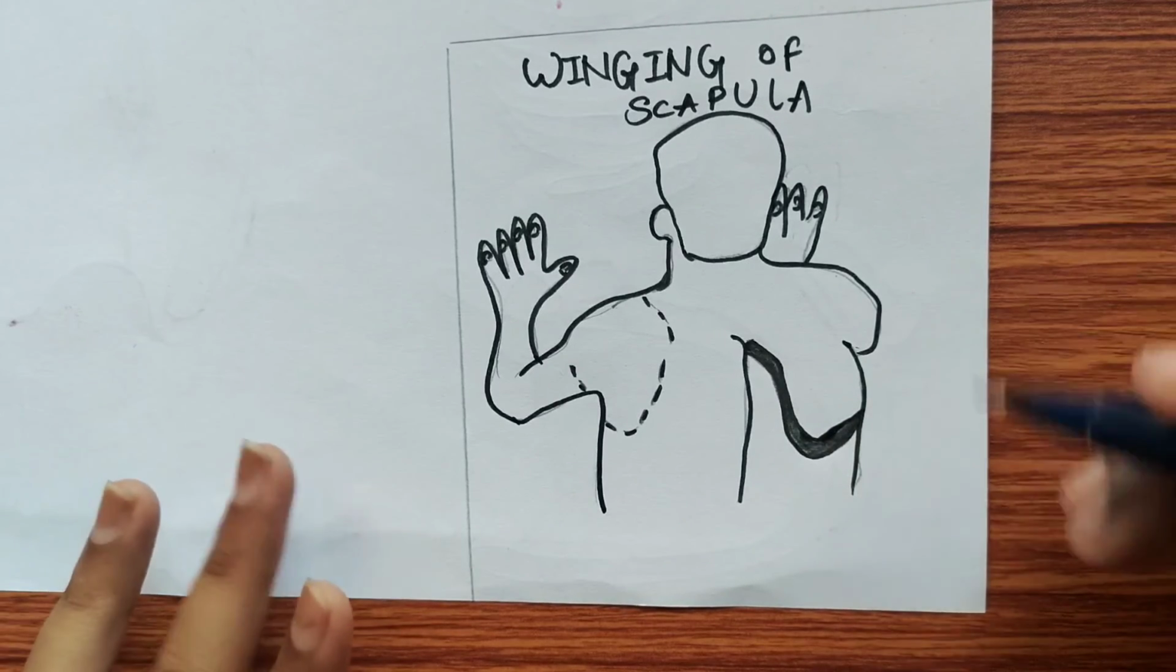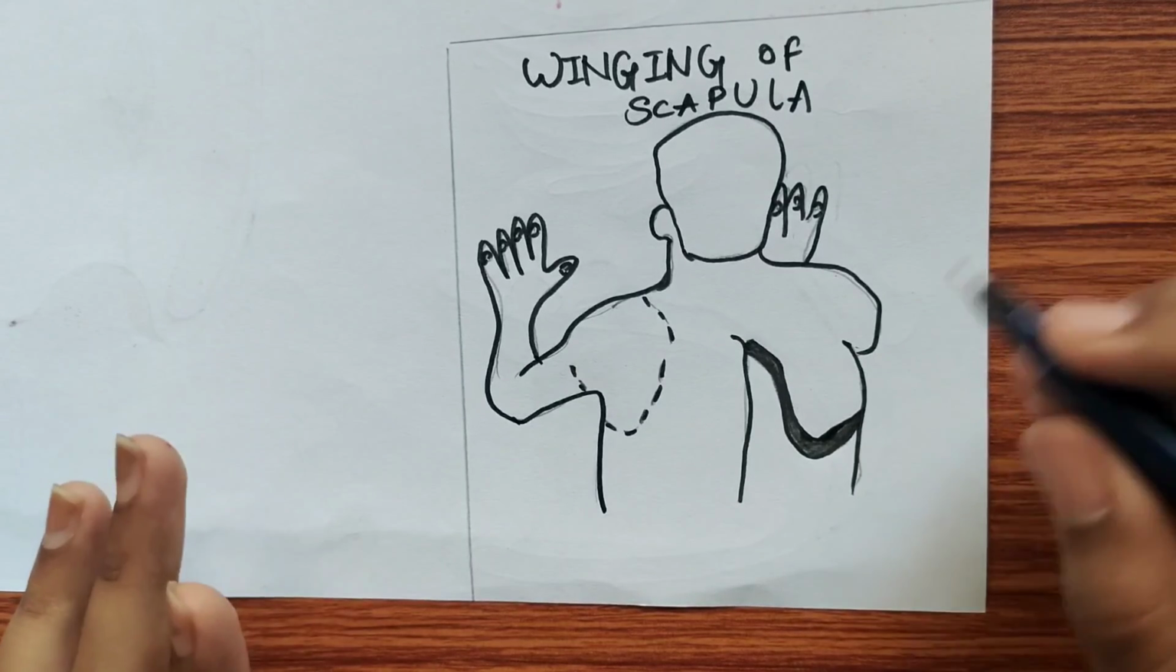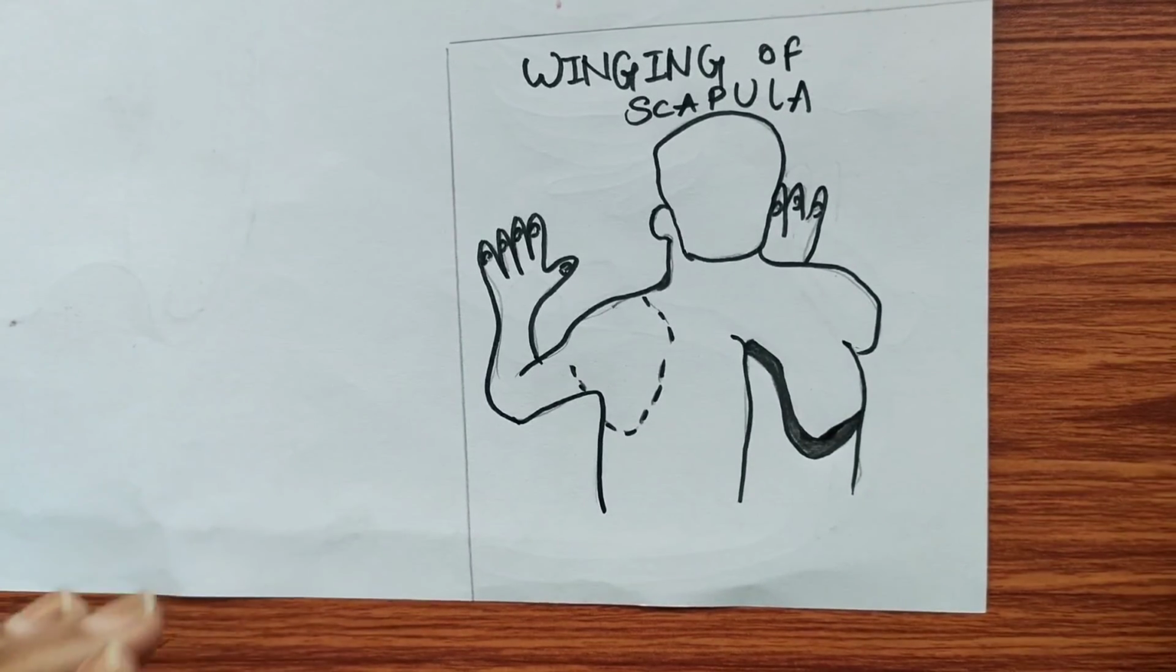So this condition is known as winging of scapula, which is due to paralysis of the serratus anterior muscle.